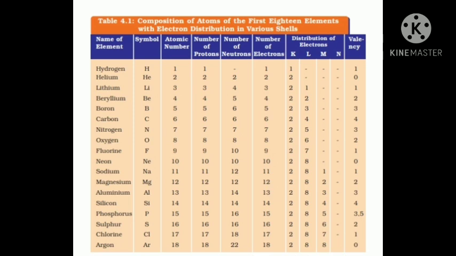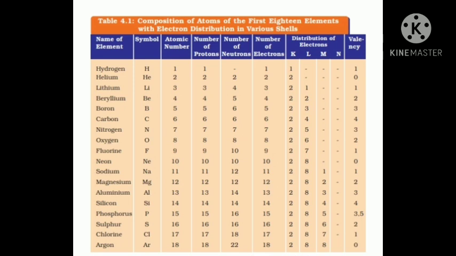Hydrogen, symbol H, atomic number 1, so number of protons is equal to 1. Number of protons is equal to number of electrons, so the atom will be electrically neutral. Here the hydrogen does not have any neutrons. K shell contains 1 electron, valency equal to 1.